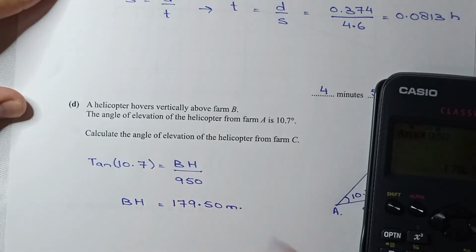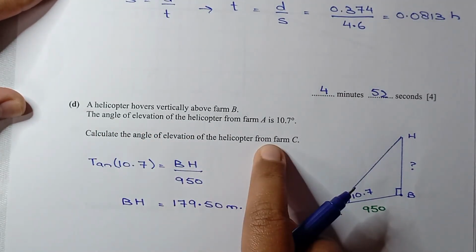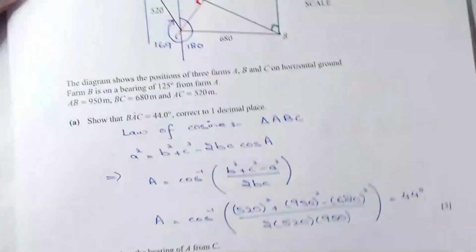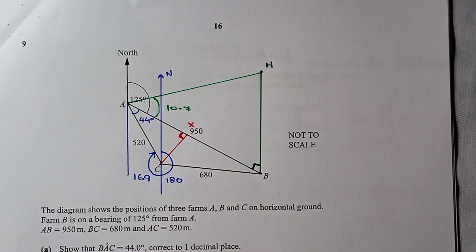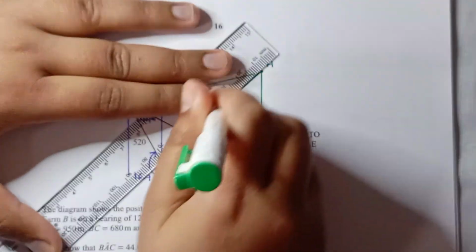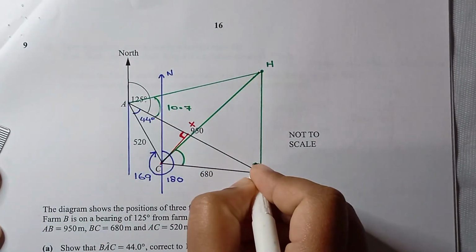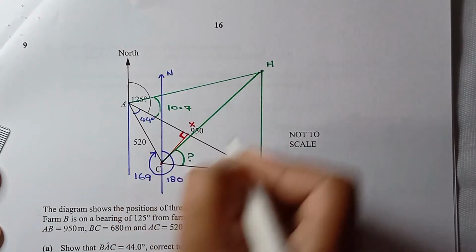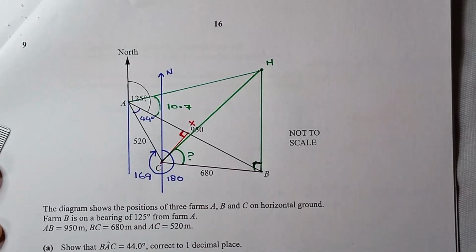179.50 meters. Okay, then they said the angle of elevation. Calculate the angle of elevation of the helicopter from farm C. Going back to the figure, from farm C we need to find the angle of elevation. Connecting the helicopter with farm C, this angle we need to find, and it connects with B. It is again a right angle triangle, so we need to find this angle. BH we already got, and C to B is 680.